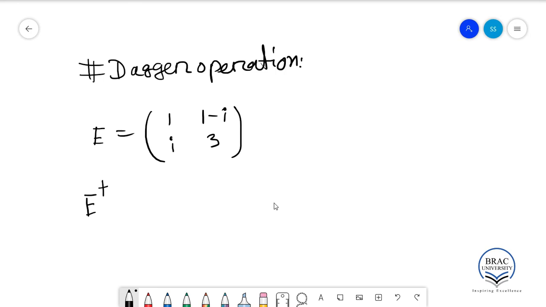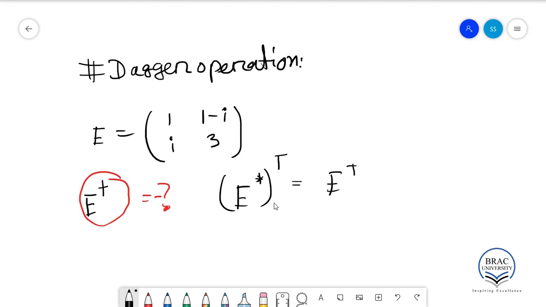So what does this dagger operation mean? That is the thing we want to see first. This means you can take the conjugate of it and then transpose it, or similarly you can first transpose it and then take the conjugate of it. This is what it means.